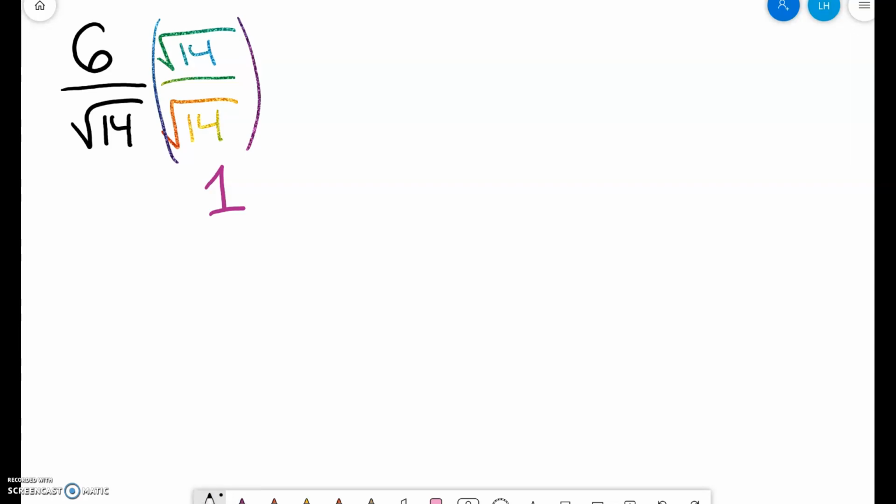So when I multiply 6 times the square root of 14, I get 6 square root of 14. When I multiply square root of 14 times square root of 14, it's going to simplify to just be 14. So then, am I done?